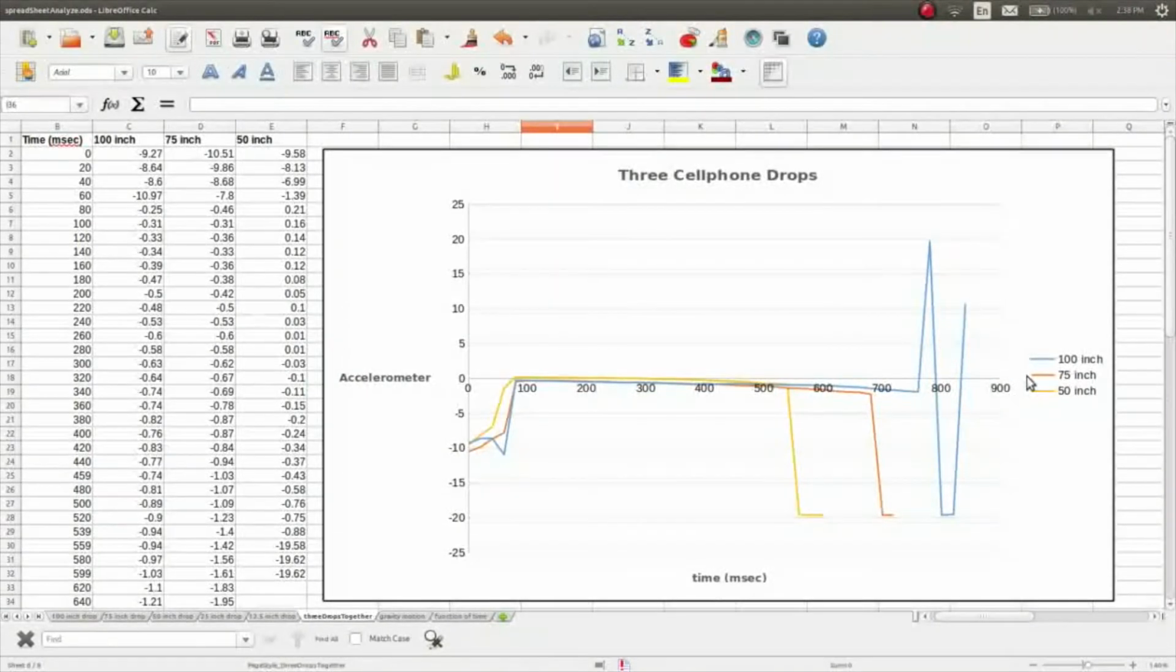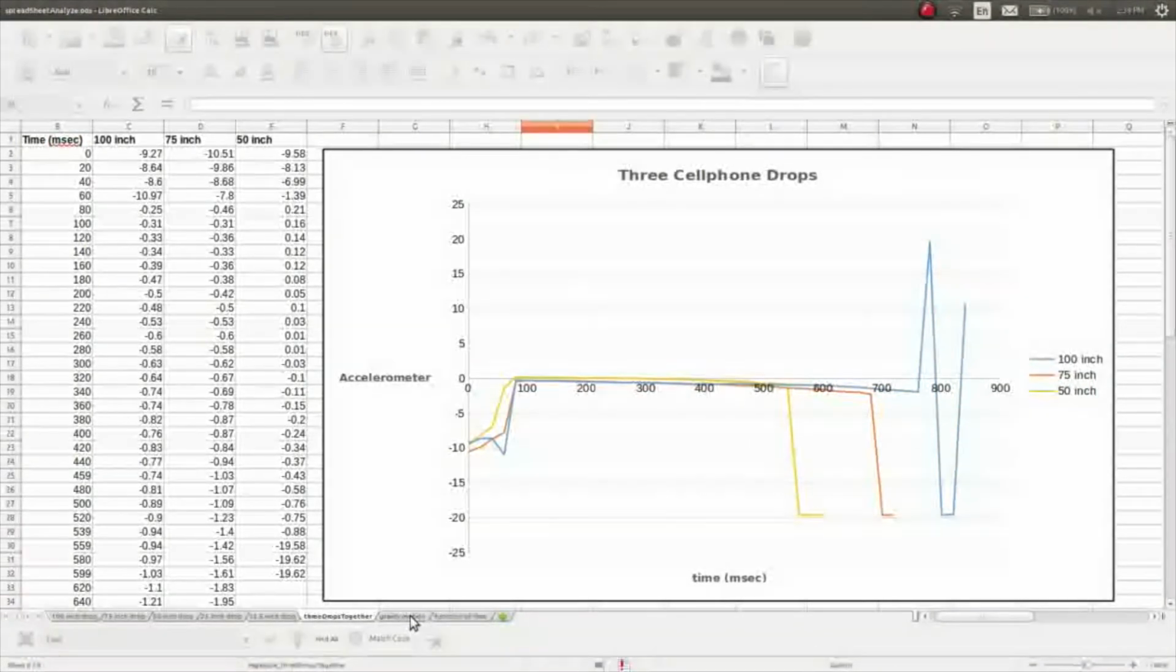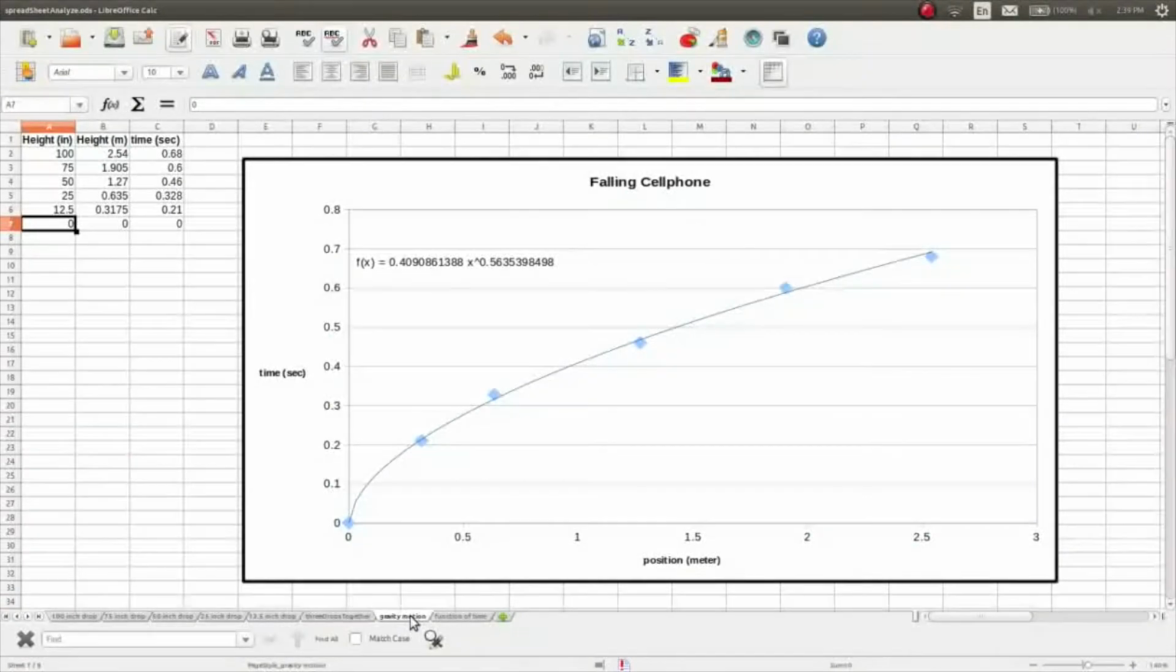According to the way we have done the experiment, the distance fallen is the independent variable. That is the variation that we controlled. And the time taken to cover that distance is the dependent variable, the outcome of the experiment. As such, we should plot time on the y-axis and distance on the x-axis, as shown in the graph.